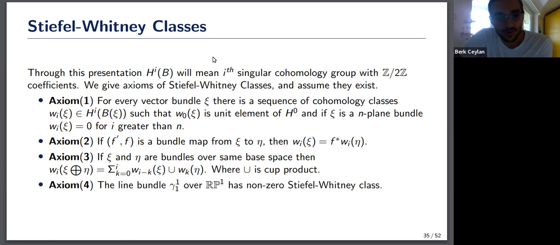And axiom 4 is a non-degeneracy axiom. We want the canonical line bundle over RP^1 to have a non-zero Stiefel-Whitney class. The idea is that it's the simplest non-trivial vector bundle, so we want Stiefel-Whitney classes to distinguish this bundle from the trivial ones.